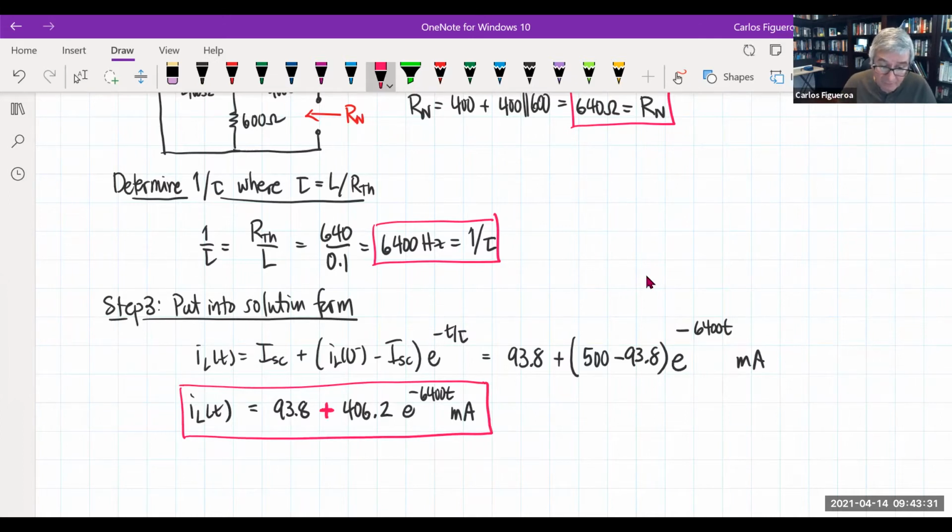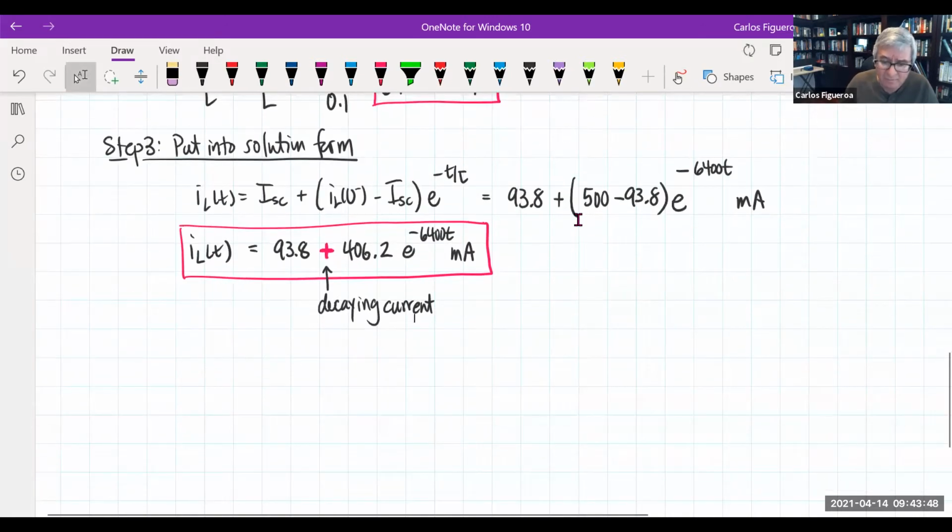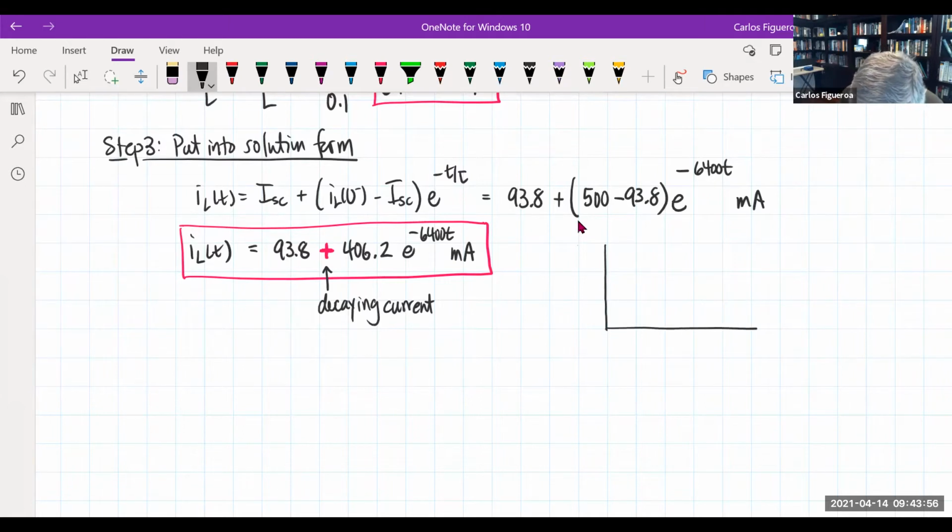Once again, what does that plus sign mean? This tells me I have a decaying current. And just to make sure, what am I seeing here? If I plot this thing, this is what I'm seeing. I'm coming in at 500 milliamps.